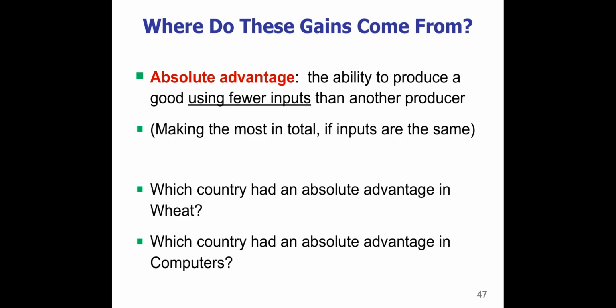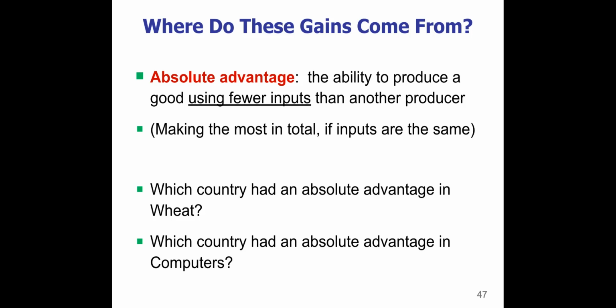So, which country has the absolute advantage in computers then? Now, this might have seemed like a trick question. The answer is not Japan. The answer here is the United States. So, again, it took the United States 100 hours to make one computer, and it took Japan 125 hours. So, the US has an absolute advantage over Japan in both of these particular products, wheat and computers.